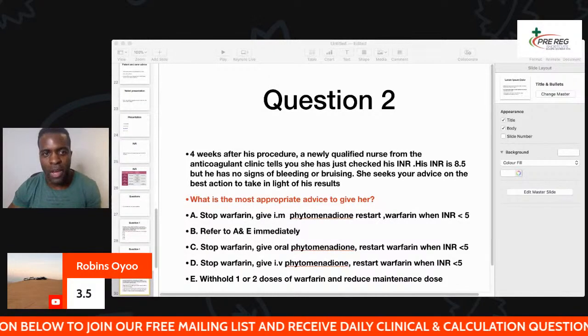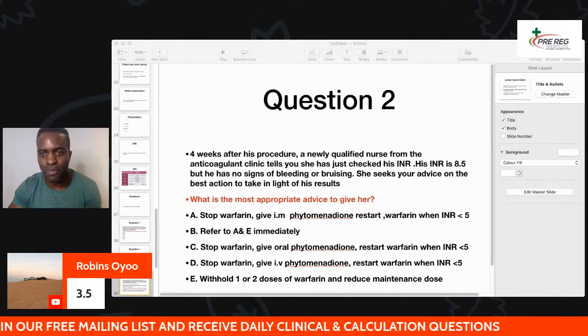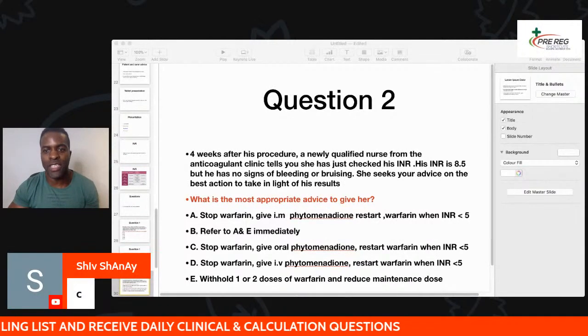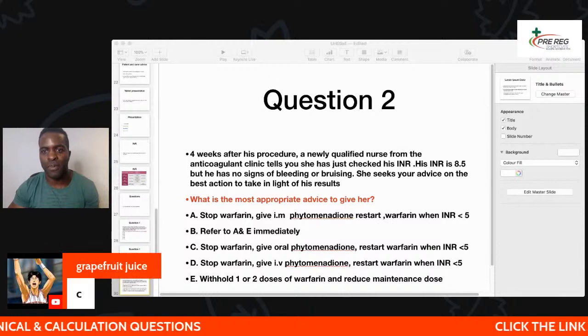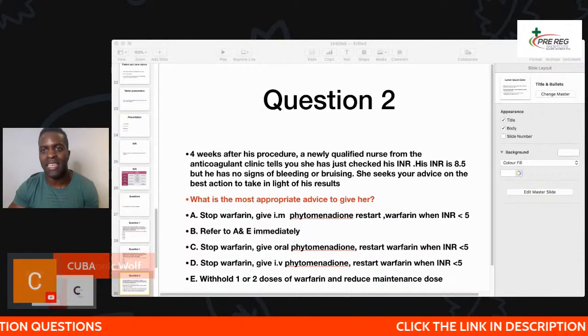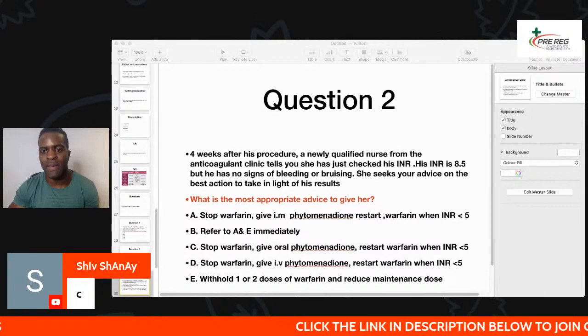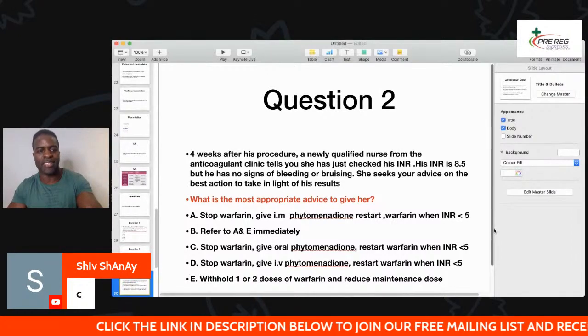Robbins had a 3.5. It is 2.5. I'm guessing that was the previous question. So I'm getting lots of C's for question number two. C's for Mal. C from Grapefruit. Lam, Timothy Long. C. Shift C, great. Loads of C's. So let's see what the answer is.